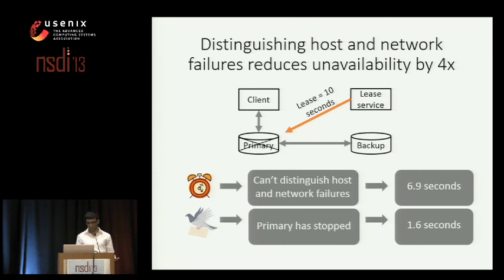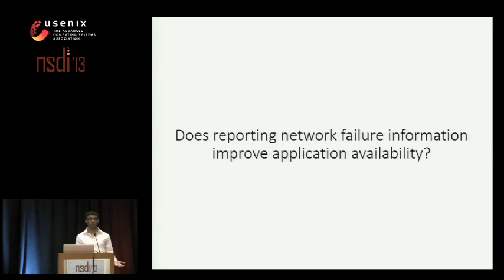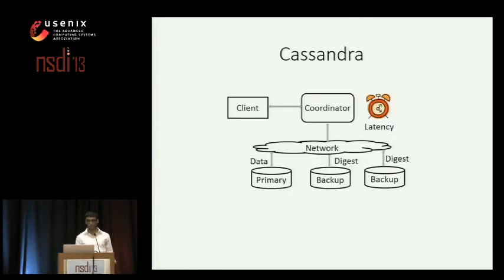So I said that Pigeon gets more information about network failures. So what is the effect on availability of reporting these network failures? I'm going to answer this by looking at Cassandra, a distributed storage system. Cassandra keeps copies of data on multiple replicas. During normal operation for read requests, it selects a primary replica from which it fetches the data, and then selects backup replicas from which it fetches the digest for the data. And then it matches the data against the digest and serves the request to the client.